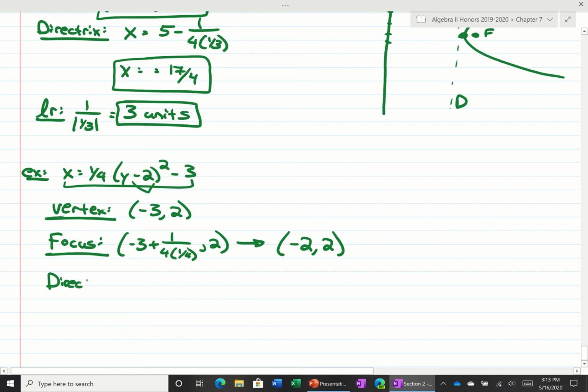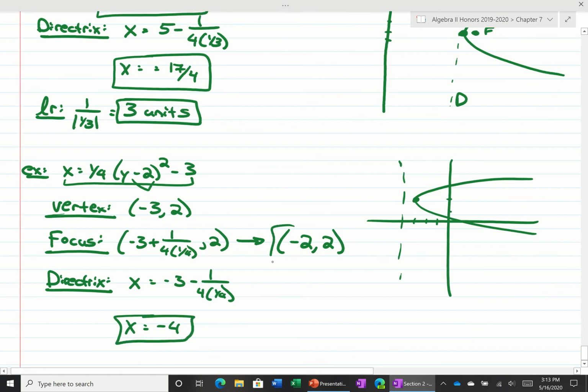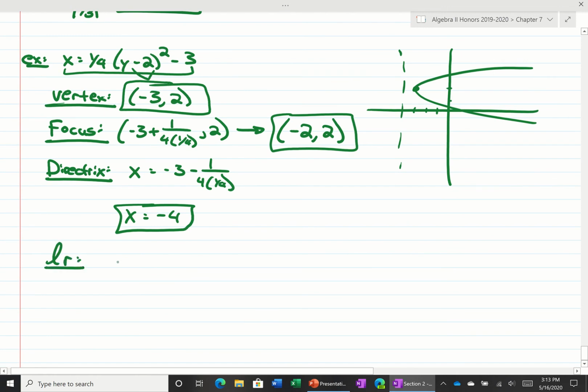Our directrix is vertical because our parabola would open out to the side. Because a is positive, we're opening up to the right. So our directrix would have to be x equals, because that's a vertical line. And x would equal -3 minus 1 over 4a, which is -4. And then for the length of the LR, that's going to be 1 over the absolute value of 1/4, which is just 4 units.